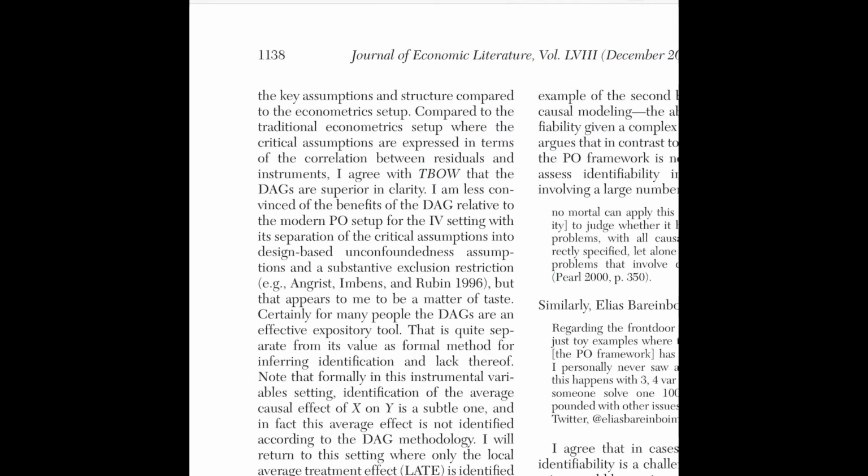So by the way, Imbens also agrees with the book of Y that the DAGs are superior in clarity. So it's about getting clear what's going on here, right? And it's a non-technical approach to that issue rather than just to look at expected values and covariances.